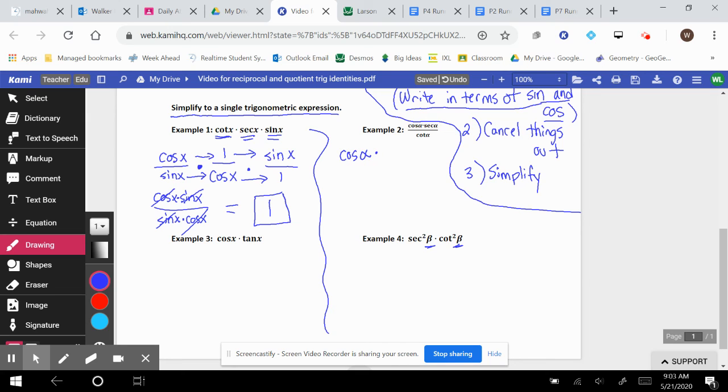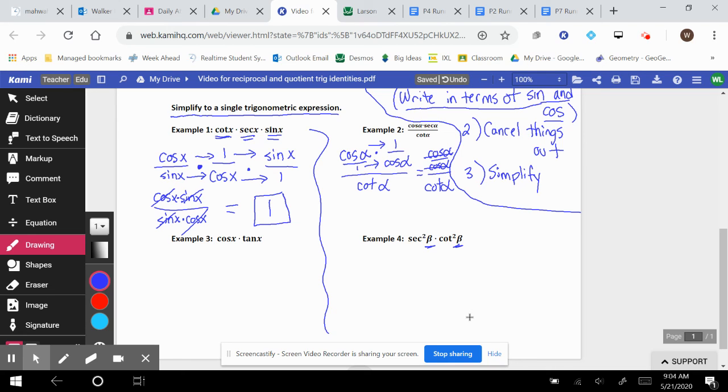Okay, so cos of alpha times, now remember, secant is 1 over cosine alpha. Okay, and I'm going to leave cotangent on the bottom for now. I want to just sort of simplify the top first. So I have cosine times 1 over cosine. Well, you could think of cos as cosine divided by 1. So multiplying across, I'm going to get cosine divided by cosine. And I get cos of alpha over cos of alpha, and that's all over cotan alpha.